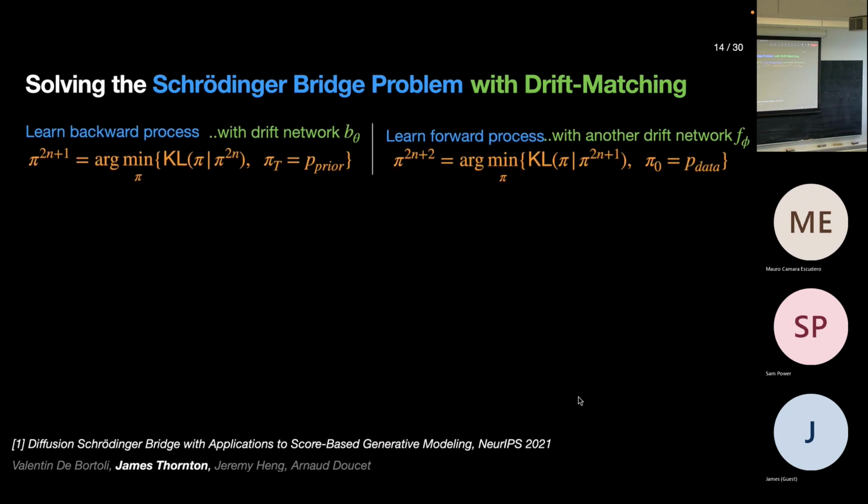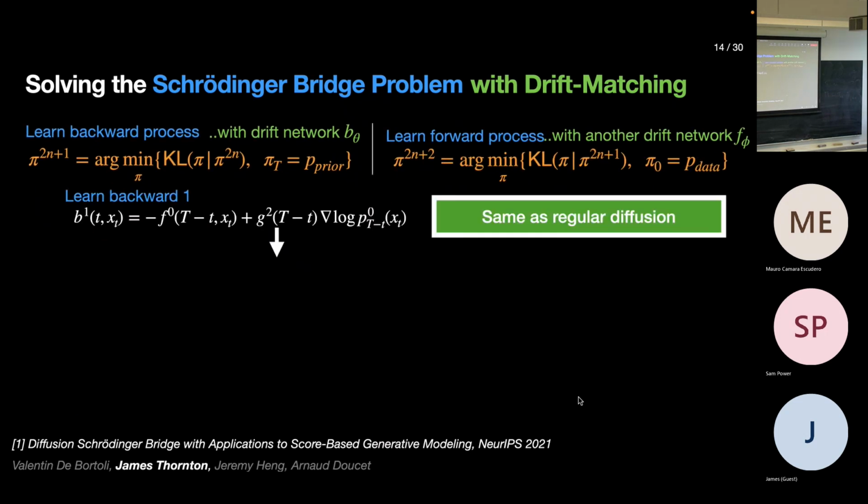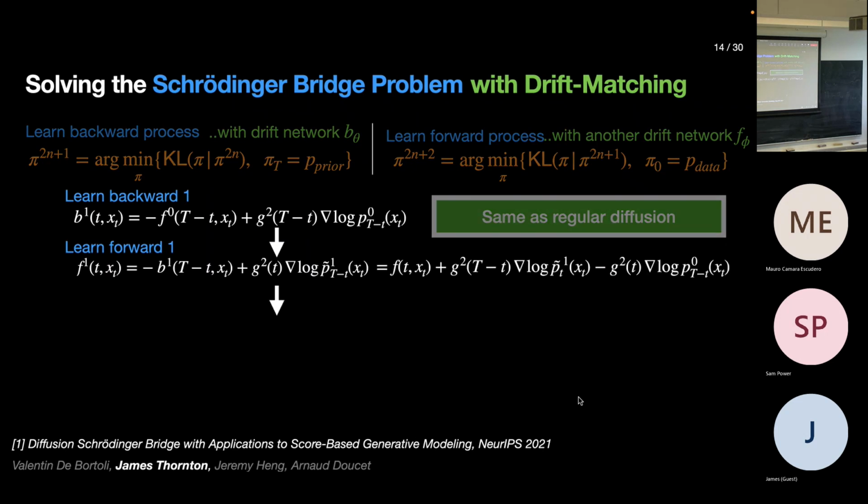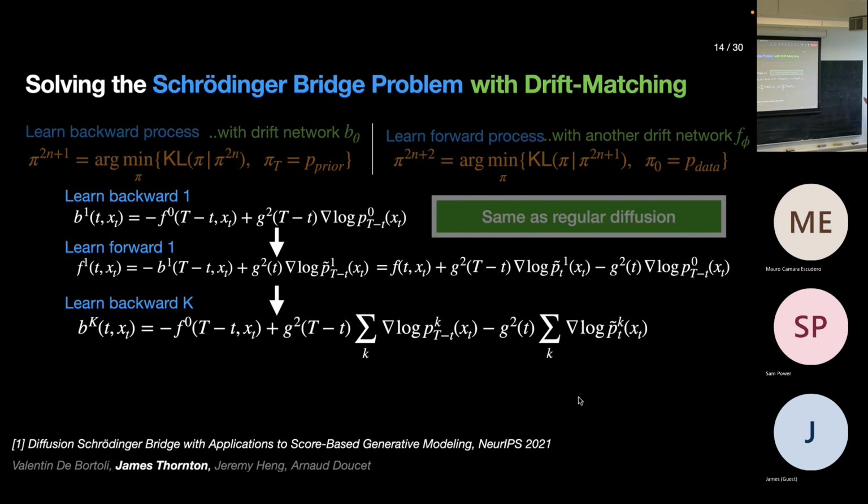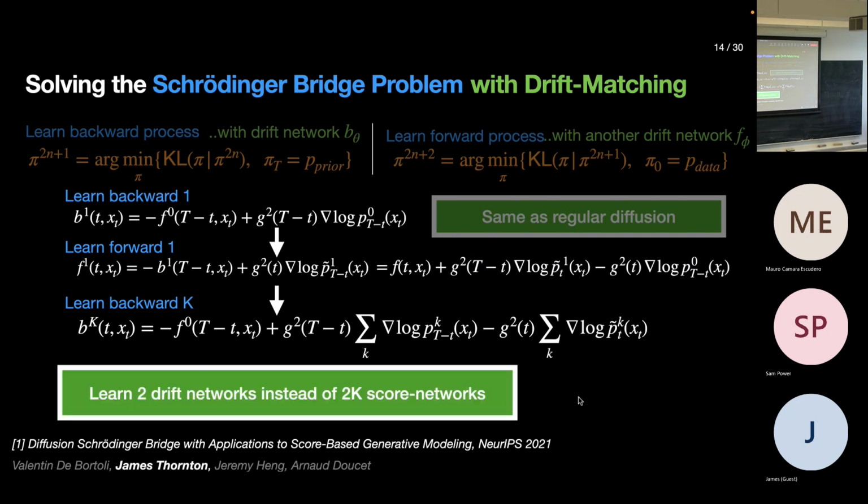I'm going to skip over this in the interest of time. This is just practically speaking why you parameterize the drift and not the score, because if you parameterize the score, after k steps, you have k different score terms, or 2k score terms. So this is just an implementation detail.